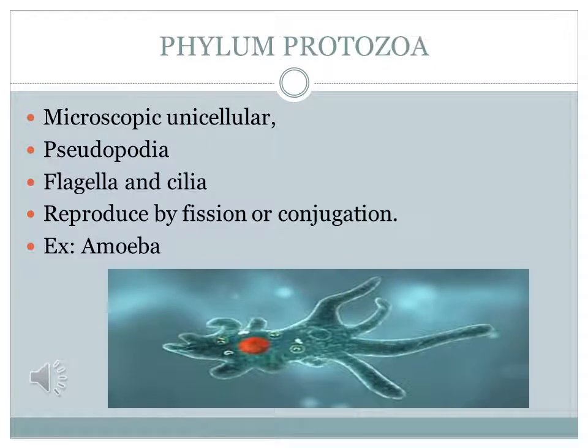The first phylum is Protozoa. They are unicellular and microscopic organisms. Locomotory organs are finger-like pseudopodia, flagella and hair-like cilia. Respiration occurs by diffusion through the general body surface. They reproduce by fission or conjugation. Examples of protozoa are amoeba and paramecium.